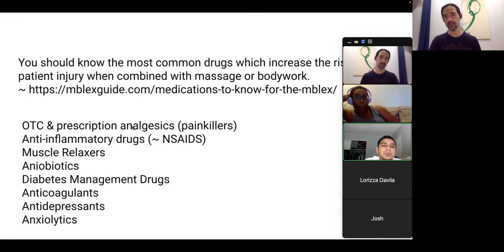They can be more than Tylenol, although not classified as such. Let me back up. Analgesics can be more than acetaminophen. They can include opioids, right?